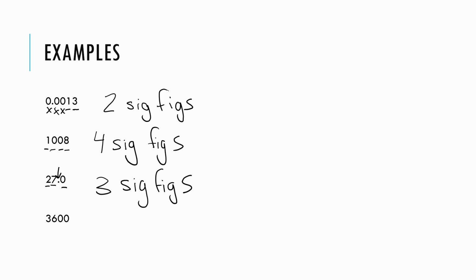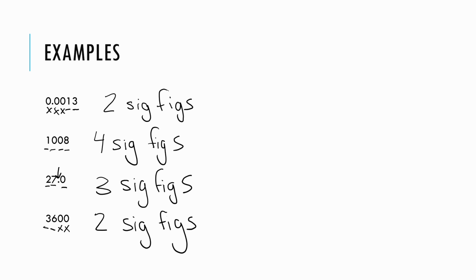And then finally we have 3,600. This also has some zeros at the end. We have a 3 and a 6, which, any non-zero number is always significant. And then 2 zeros at the end, but there is no decimal place anywhere in this number. So these are not significant. This number only has 2 sig figs. Now, in these cases, we can apply our 4 rules.